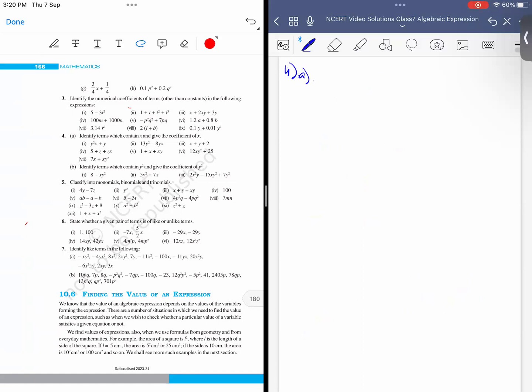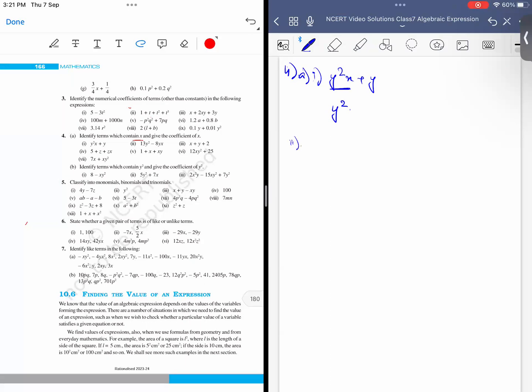Identify terms which contain x and give the coefficient of x. So the first question, y square plus x plus y square plus y. It is saying containing x. Now, which term is containing it? This term, so its coefficient will be what? Y square. Got it? The variable becomes the constant. So y square is the coefficient.